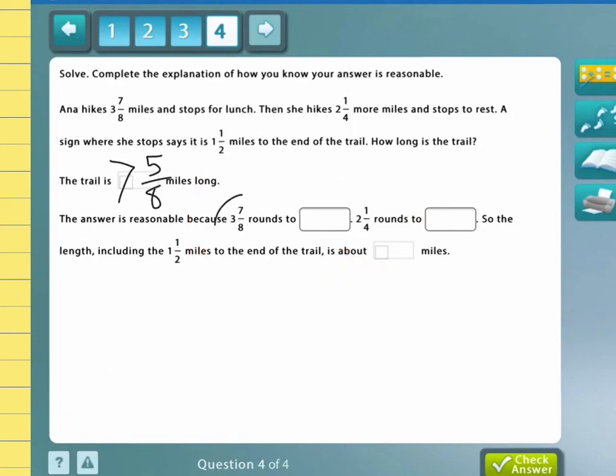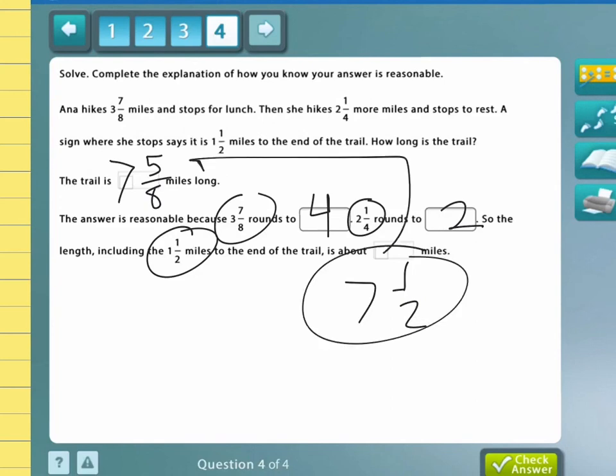And is it reasonable? Well, 3 7/8 would round to 4. 2 1/4 would round down to 2 wholes, and 1 1/2, I could just leave that the same because I don't need to round that one. So 4 plus 2 plus 1 1/2 would be 7 1/2 miles, and you can see 7 1/2 is very close to 7 5/8. So the answer is reasonable.